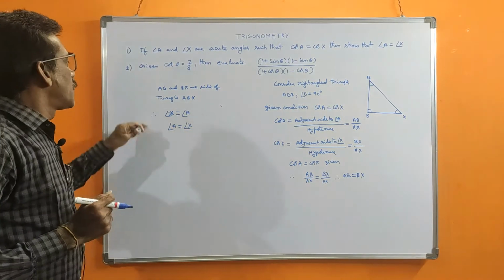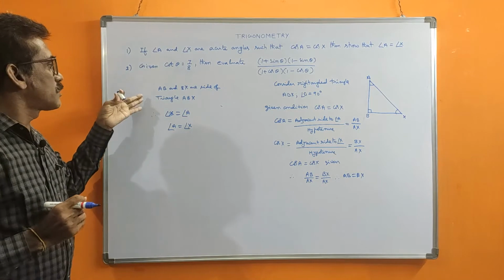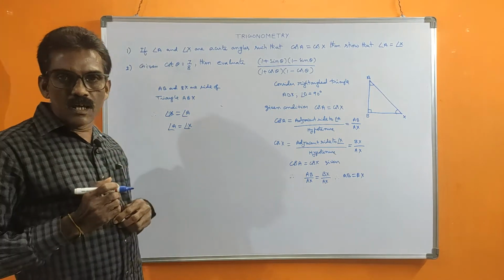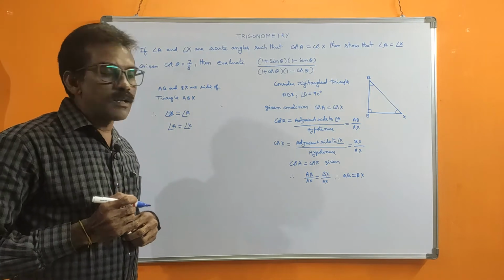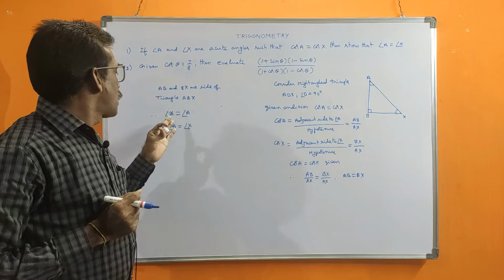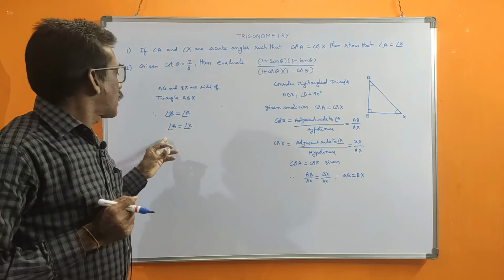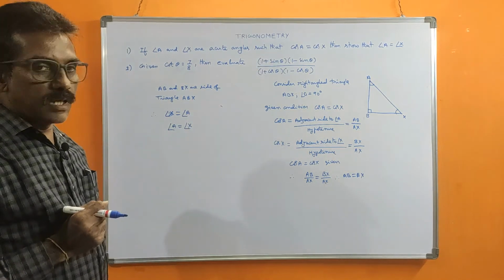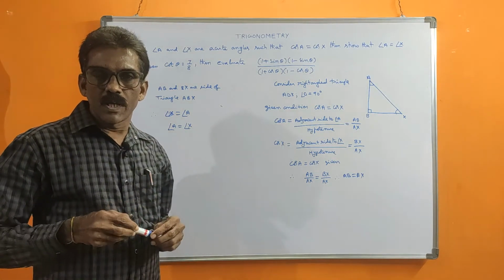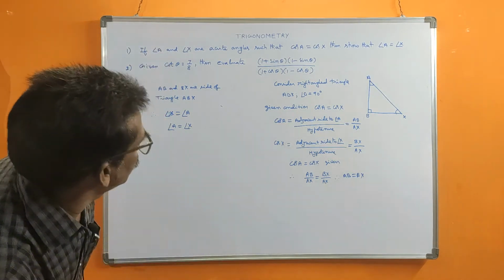Hence proved. If you want to write the statement, write it, otherwise no need. What is that theorem? If in any triangle two sides are equal, then their opposite angles are equal. Here two sides are equal, that's why opposite angles are equal. According to that we can prove. We proved. Okay, I hope everyone understood. Next problem.